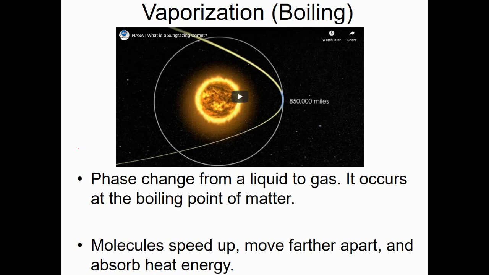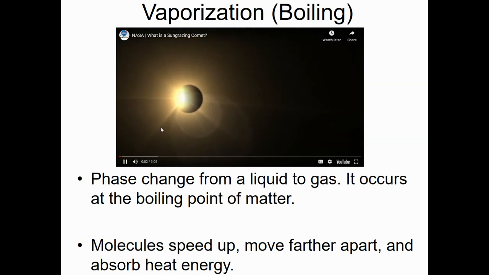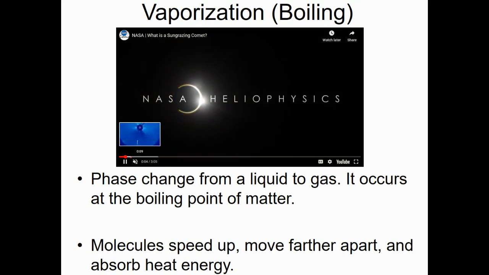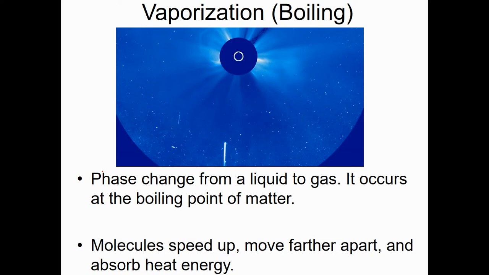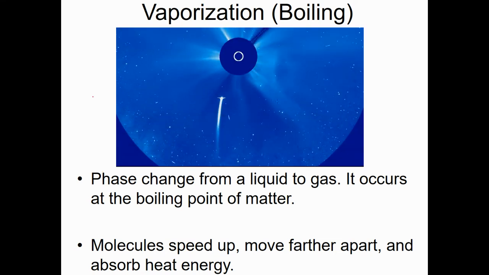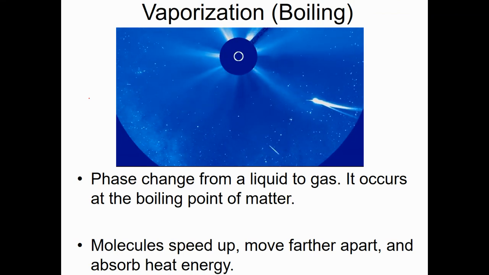Now, vaporization is changing from a liquid to a gas. I thought we could look at a cool video of water boiling, but even better, let's make it bigger. Let's look at a comet. On a comet, as the comet gets closer to the sun, it starts to heat up, and that icy comet starts to melt, and then that melt starts to vaporize. What you're seeing here, this black disk at the top, is blocking out the sun so that we can see the comet around it.